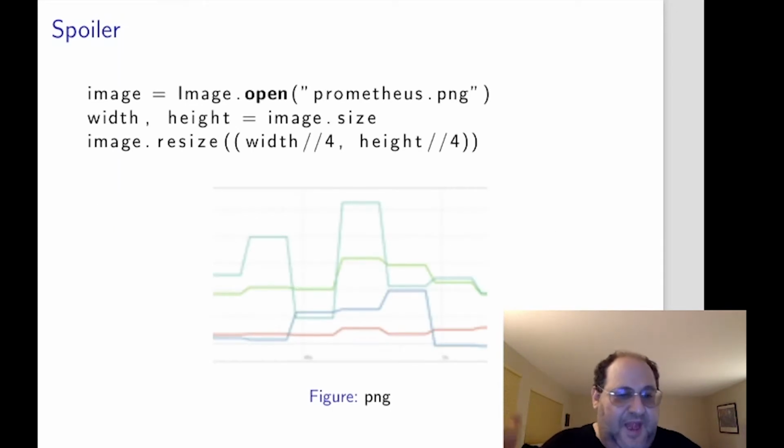So I open up Prometheus, which is a popular monitoring tool. And in this case, I had 4 lines because I had a pretty simple environment. Of course, in a real environment, you'd have a lot of lines going on. And I have no idea what's going on here. What's good behavior? What's bad behavior?